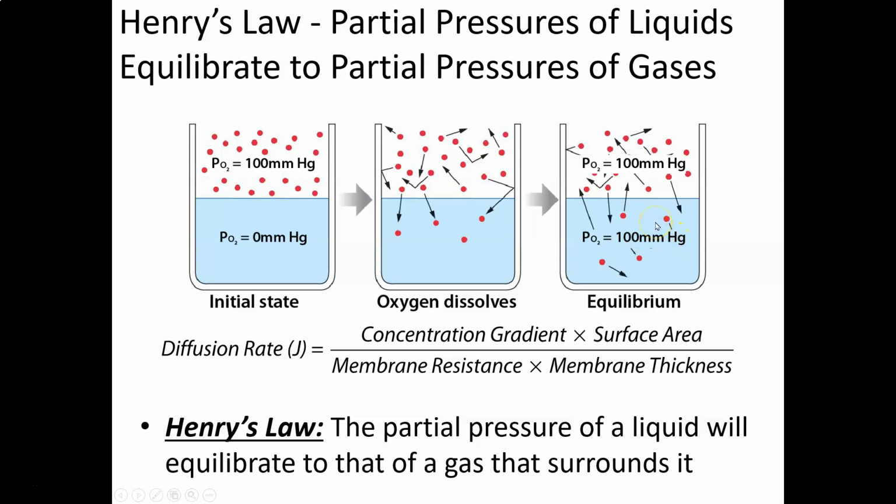So Henry's law is important for us biologically for a number of reasons, but one of them is, I think most of you realize that fish need to breathe, and that fish have gills, and their gills are modified pulmonary organs that help extract oxygen out of the water. And so Henry's law puts oxygen in the water because the partial pressure of the water will equilibrate to the gas that surrounds it.